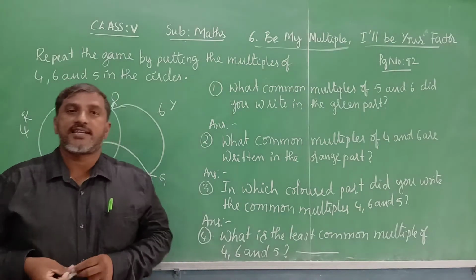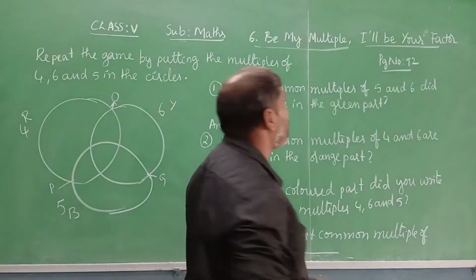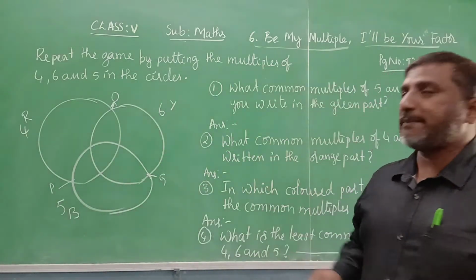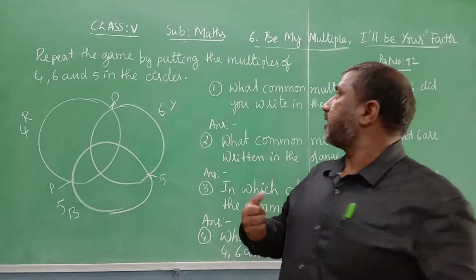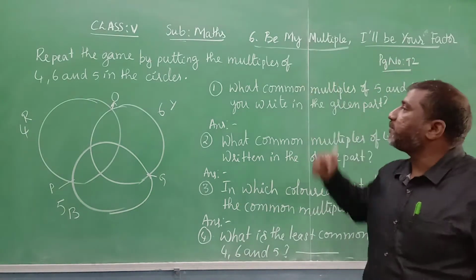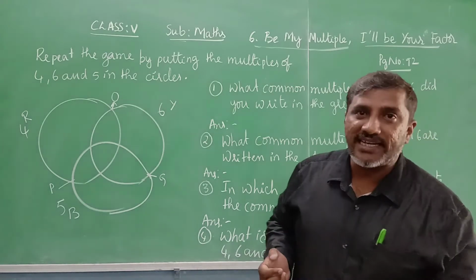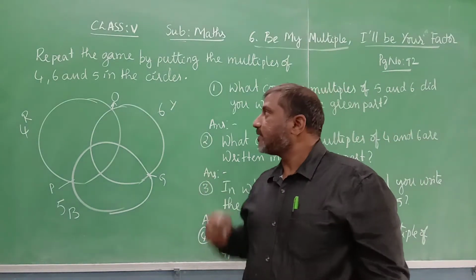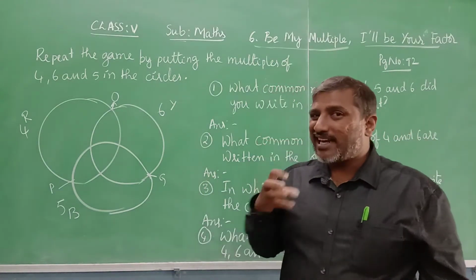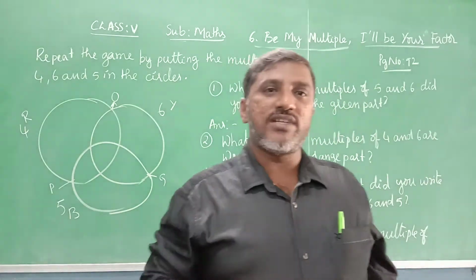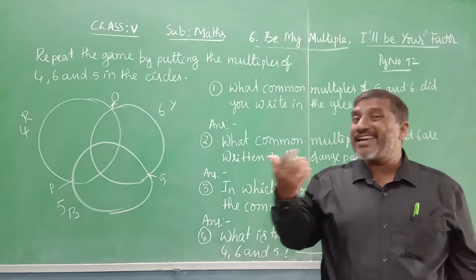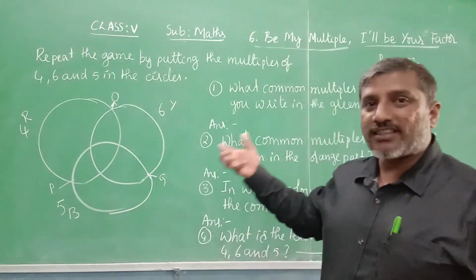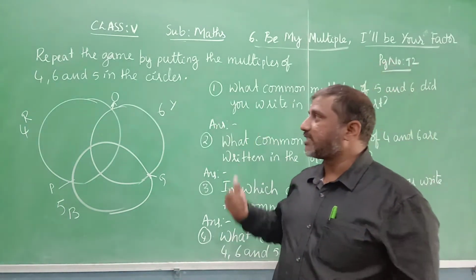Now we'll discuss page number 92. So repeat the game which we played for the numbers 3 and 5 by putting the multiples of 4, 6 and 5 in the circles. So here, 3 numbers. Previously we studied 2 numbers, multiples of 2 numbers and their common multiples. Here 3 numbers like 4, 6 and 5.